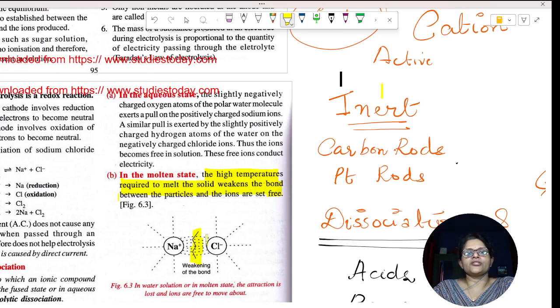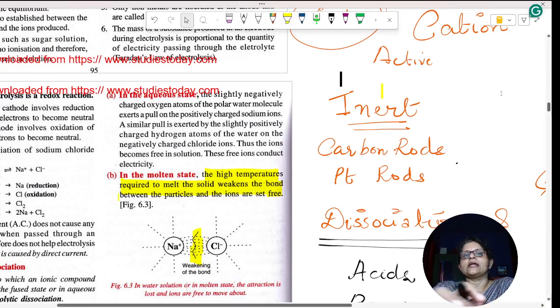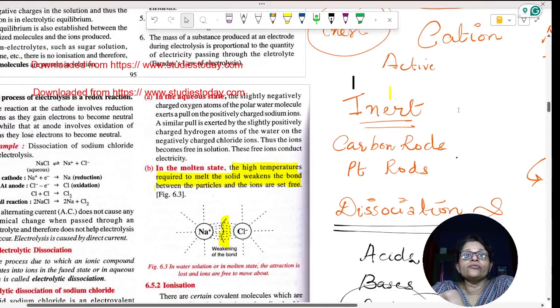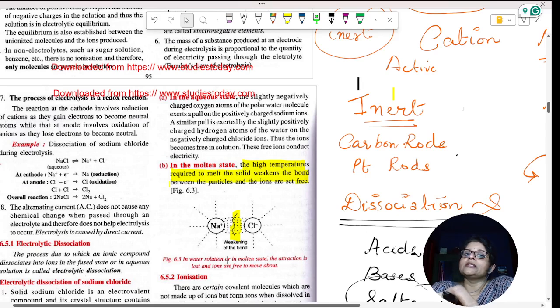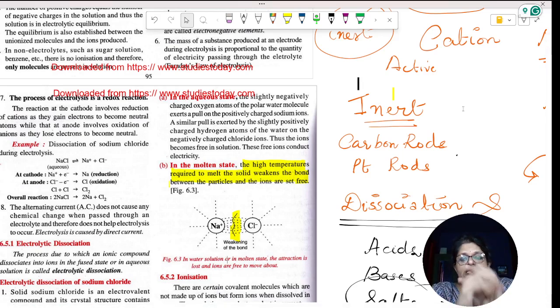Okay, so what happens? There will be a friction over there, and it will cause weakening of the bond when it is melted, and thus this helps in the dissociation of ions in the aqueous state and in the molten state. Hence ions are present, electricity can pass through it, and it becomes a good conductor of electricity in the aqueous state and in the molten state.